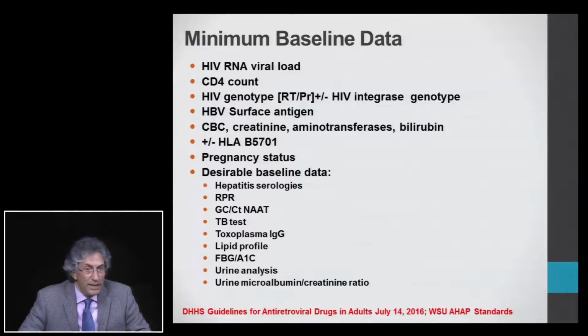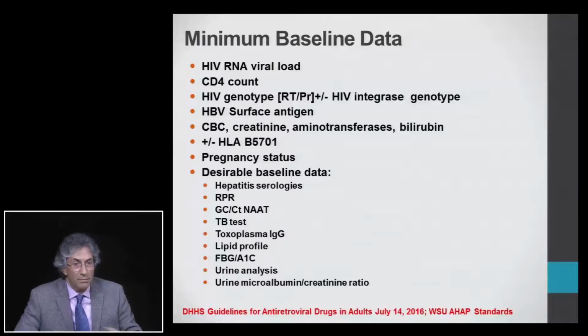You need to know the hepatitis B surface antigen because you need to know if you're treating hepatitis B or not. I showed you the differences between some of the regimens that are effective or dangerous in the setting of hepatitis B. For safety's sake, you need the CBC, the creatinine, liver function tests. If you're thinking of abacavir, you need the HLA B5701, and remember it's B5701, not some other HLA marker. You want to know the pregnancy status because that might affect your choice of medicines and how quickly you act.